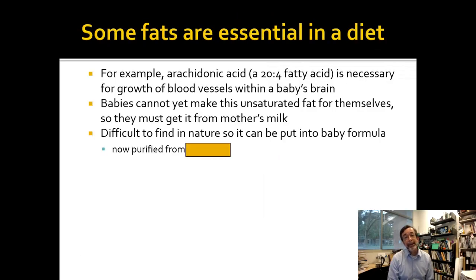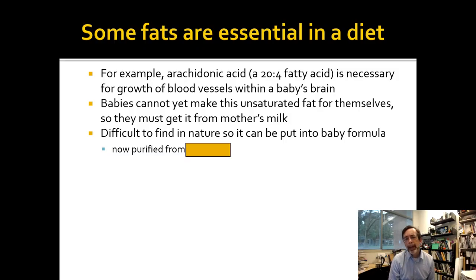But that's the way that double bonds allow you to oxidize the butter more easily. Mitochondria are very good at oxidizing saturated fats because they have enzymes for it. But again, that's a Biochemistry 2 topic.